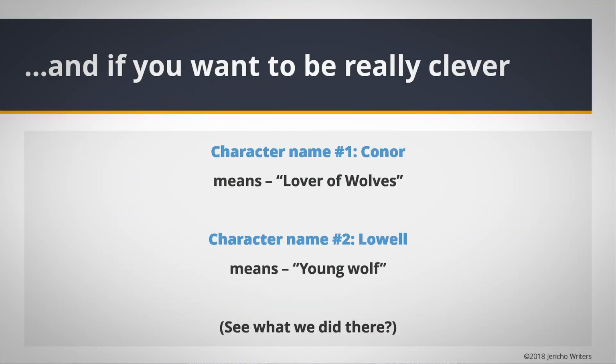Let's say you have 2 minor characters who are secretly in love. You can use the meaning behind their names to create hidden meaning in your writing. For instance, one character could be Connor, which means lover of wolves, and the other could be Lowell, meaning young wolf. Your readers are unlikely to pick this up as they read unless they have an encyclopedic knowledge of name meanings. But little Easter eggs like these are quite fun ways of adding hidden depth to your writing, as well as solving the question of what the hell to call them.